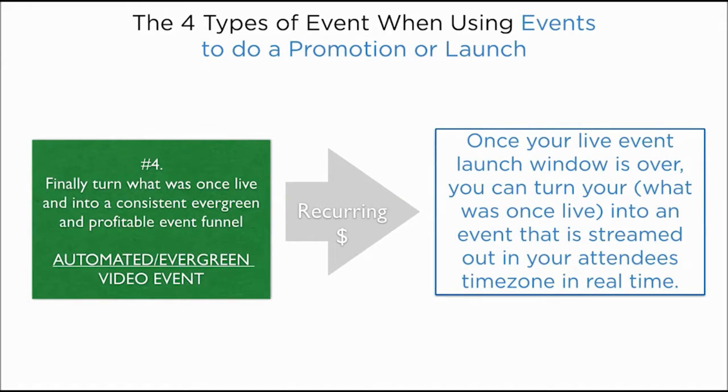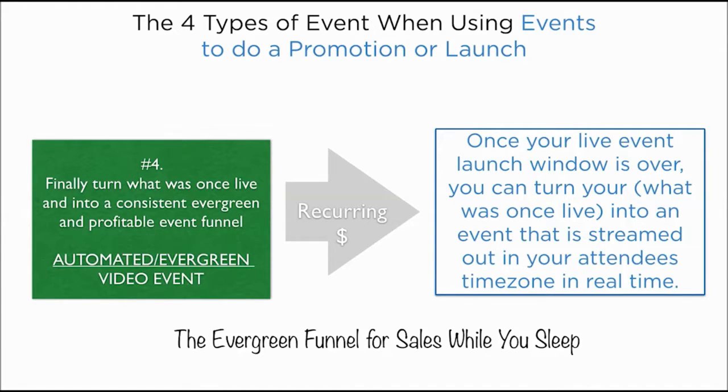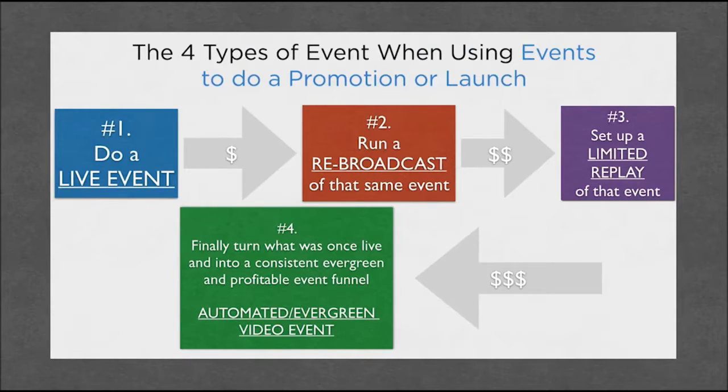Before, you may have had issues with people not being able to see your webinars because they were live and they were in your own time zone, and you may have a worldwide audience. And if that's the case, by putting it into an automated sequence and event, you're going to get more registrants more often. You see, the evergreen funnel is perfect for generating sales while you sleep. So this is essentially the 4 types of events when using events to do a promotion or launch.